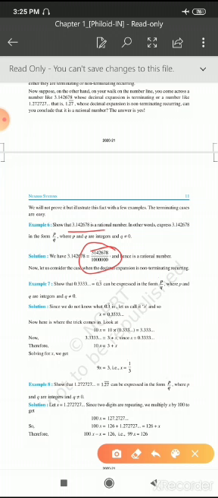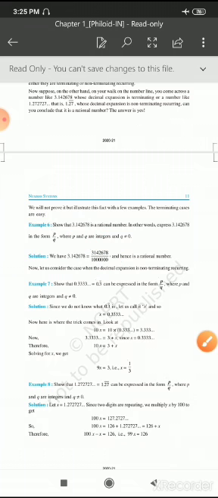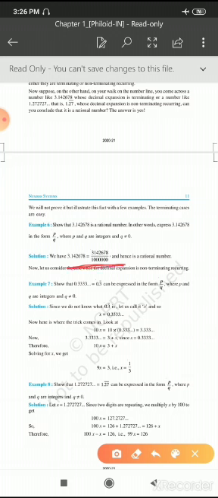Example 7. Show that 0.333 and so on, which is 0.3 bar, a non-terminating repeating decimal, can be expressed in the form of p by q, where p and q are integers and q is not equal to 0. It is very easy to express terminating decimals in the form of p by q. Now see how to express non-terminating repeating decimals in the form of p by q.